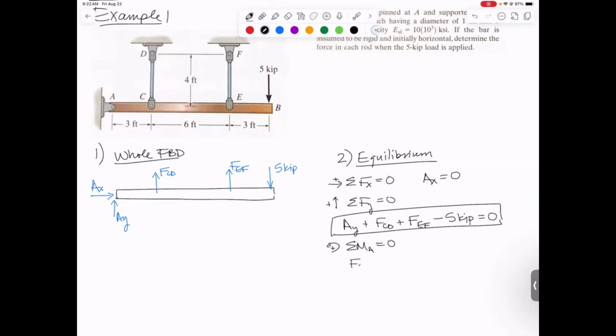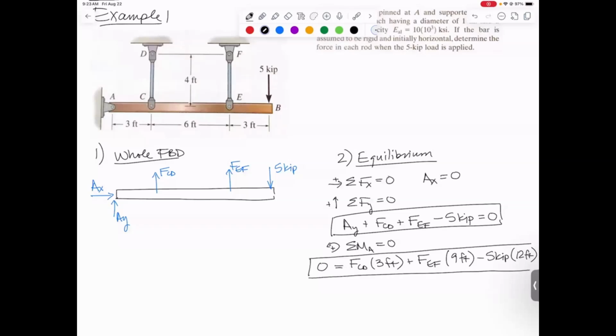If I sum moments about point A, it has to be 0. I have FCD will cause a counterclockwise moment, and its distance away is 3 feet. FEF will also cause a counterclockwise moment. Its distance away will be 3 feet plus 6 feet, 9 feet. And then clockwise, I'll have my 5 kips. And that distance away is 3 feet plus 6 feet plus 3 feet. So 12 feet. And that all has to equal 0. So that's another equation that might be useful later on.